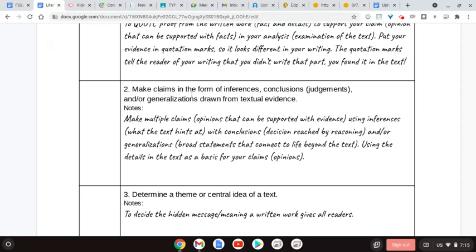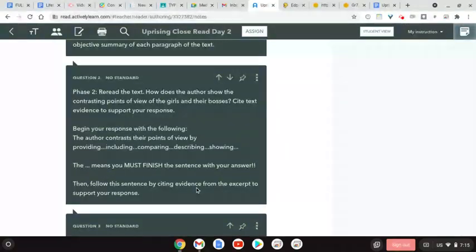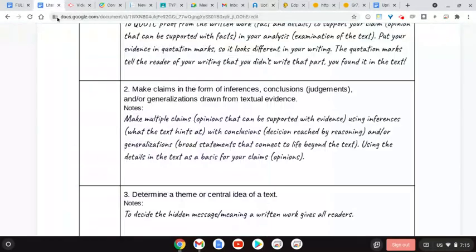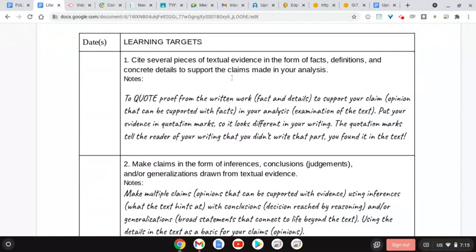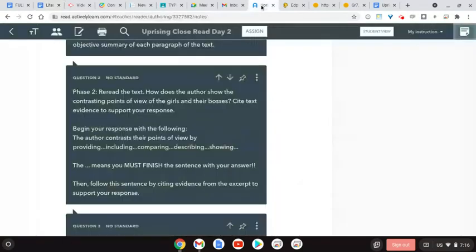And then after you create that claim, you're going to follow that claim with your cited evidence. As you cite evidence, you're going to be citing evidence in the form of a fact, definition, or concrete detail to support the claim you make in the opening statement. It should have quotation marks around it. It should be word for word from the text. Once you do that, you're going to start your analysis, that full sentence analysis where you're connecting your quote to your claim and explaining how they are connected and how they can be supported.